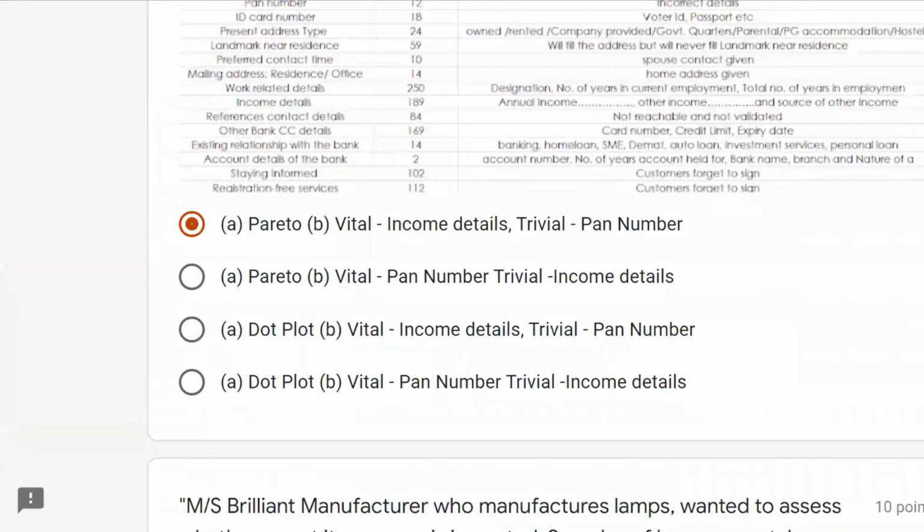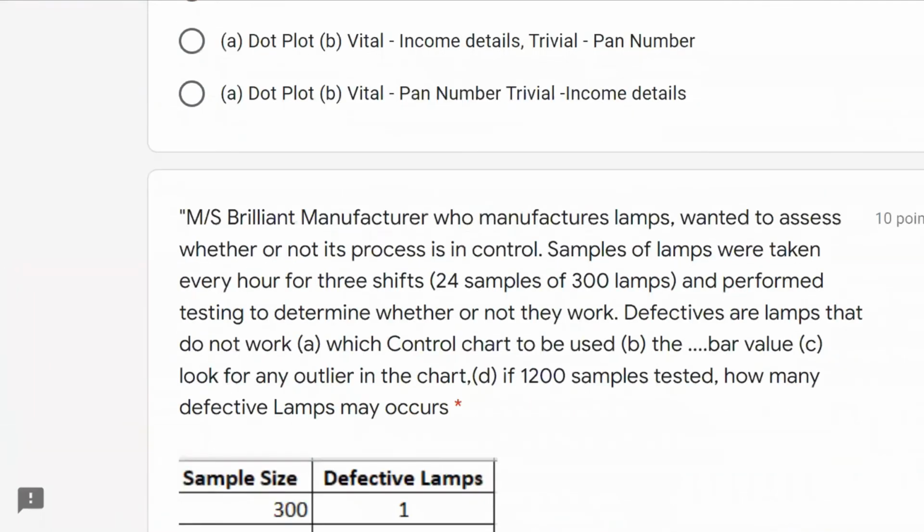And let's go to another scenario. Mr. Brilliant, a manufacturer who manufactures lamps, wanted to assess whether or not its process is controlled. Samples of lamps were taken every hour for 3 shifts. That means 24 samples being collected of 300 lamps. Perform testing to determine whether or not they work.